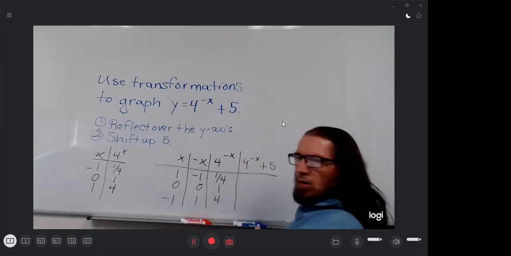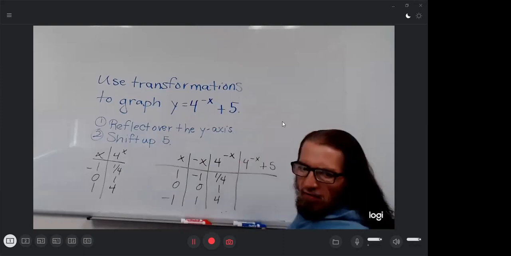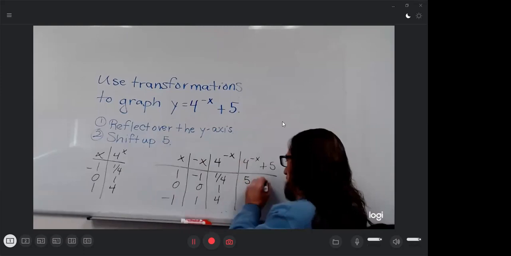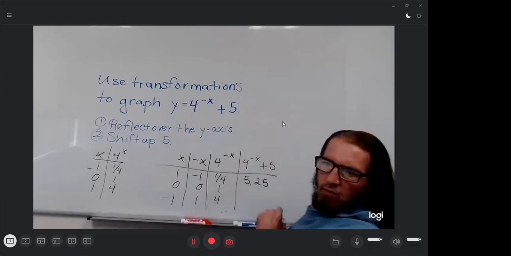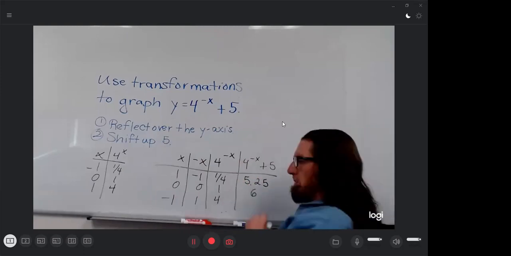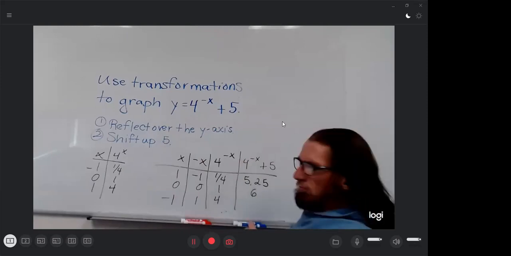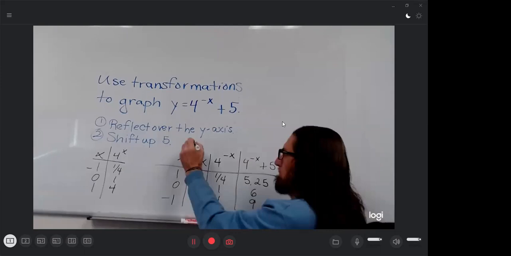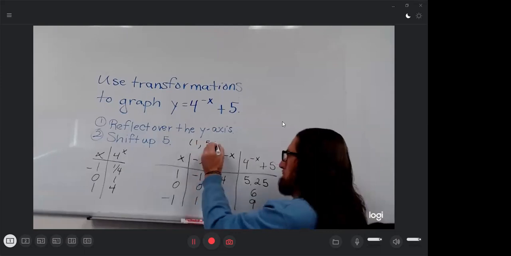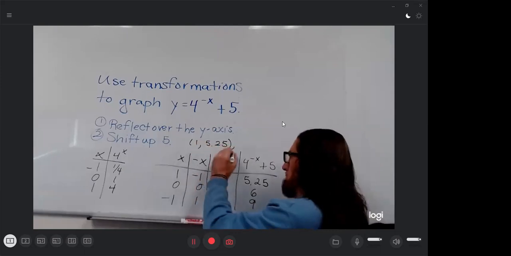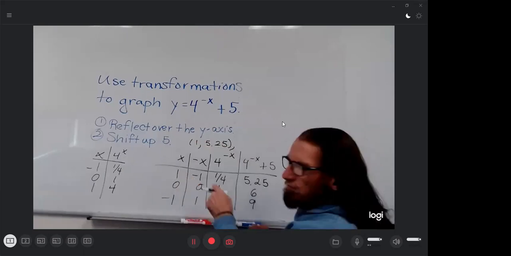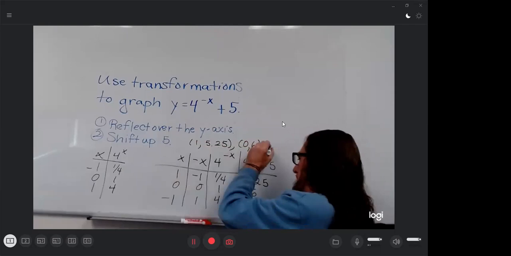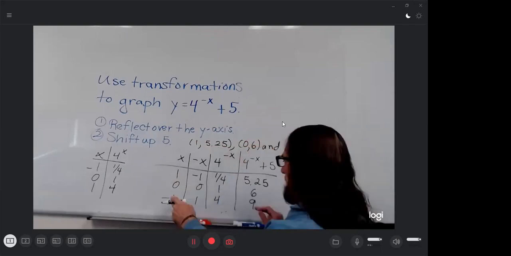So I'm going to add 5 to each of these: 5 1/4, or 5.25, 6, and 9. So what we're plotting would be (1, 5.25), (0, 6), and (-1, 9).